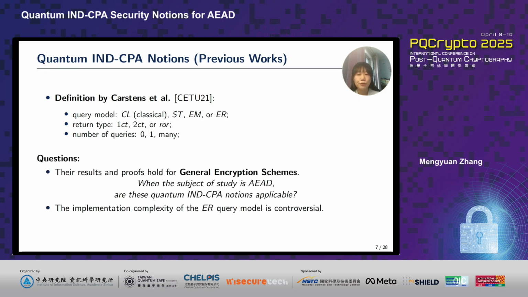Now, based on their framework, we want to ask the following two questions. The first question is that their result and proofs hold for general encryption schemes. So, when the subject of study is AEAD, that is, authenticated encryption with associated data, are these quantum CPA notions still applicable? And the second question is that the implementation complexity of the erasing query model is controversial.